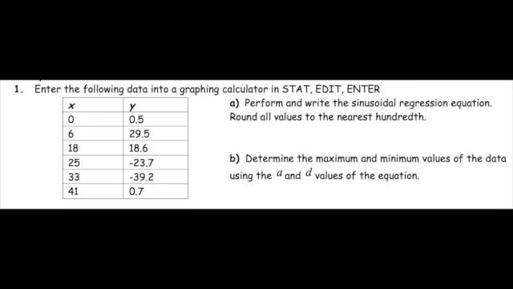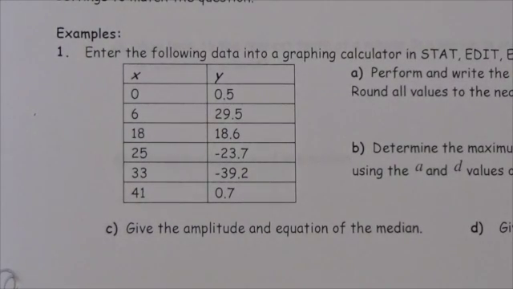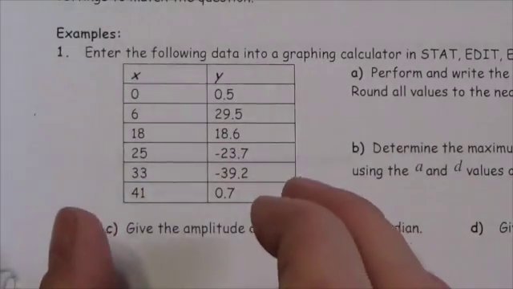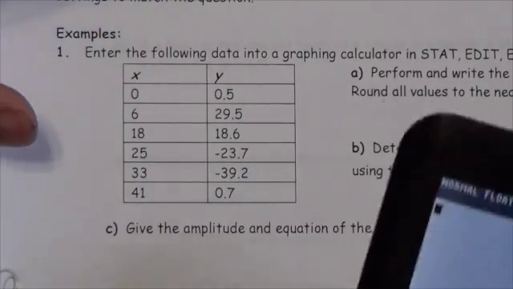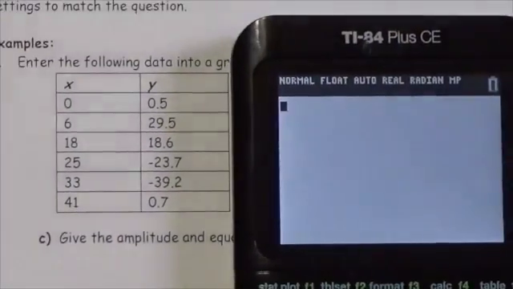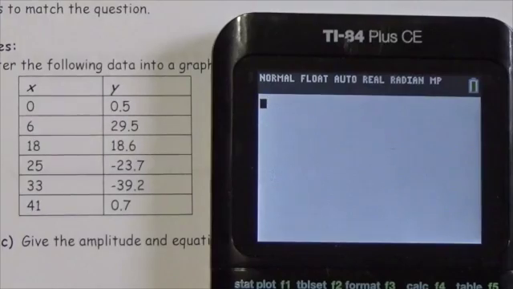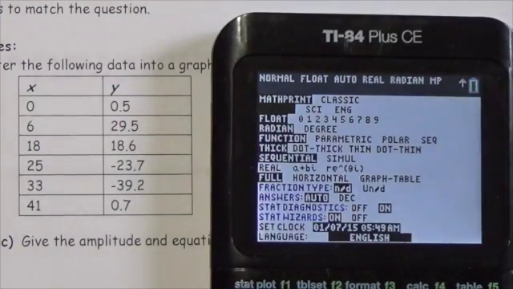Enter the following data into a graphing calculator in the Stat, Edit, and Enter mode of the calculator. All right, now with this question right here, we approach this a little bit differently. We're not given the equation, we're given data to enter, and we're going to let the calculator come up with the equation here. So here's the data, and here's our calculator here. First of all, I'm going to make sure I'm in radian mode, and I am.